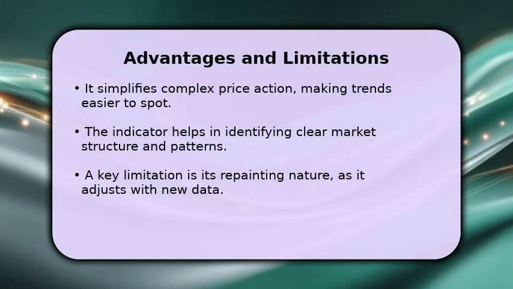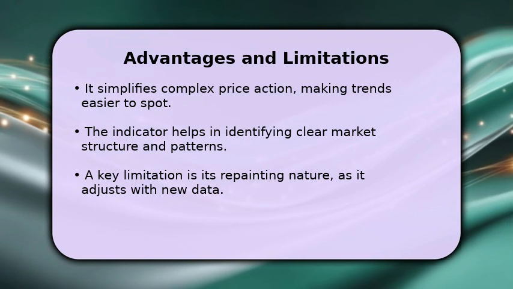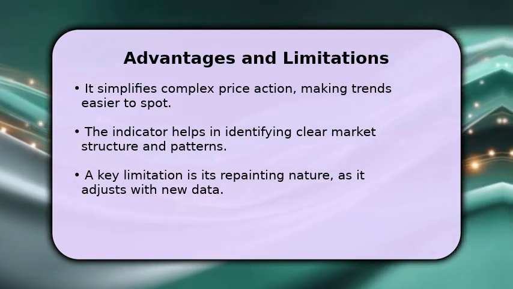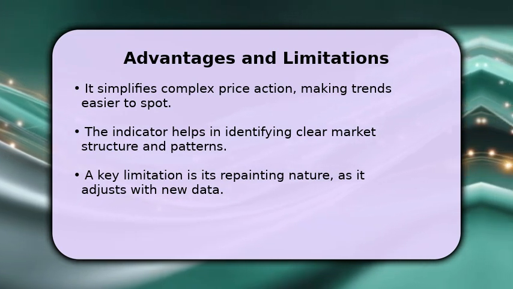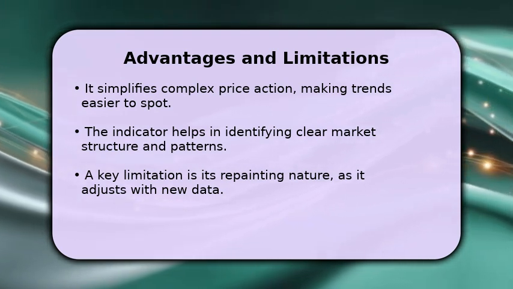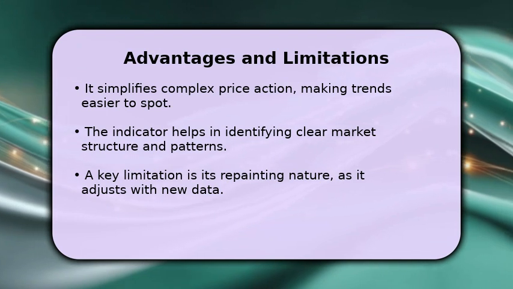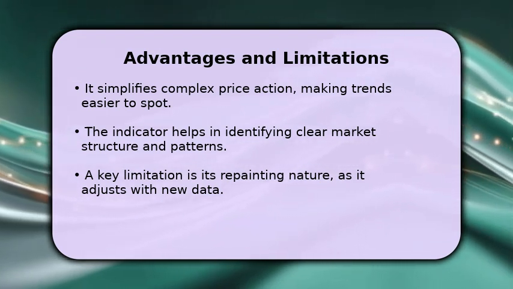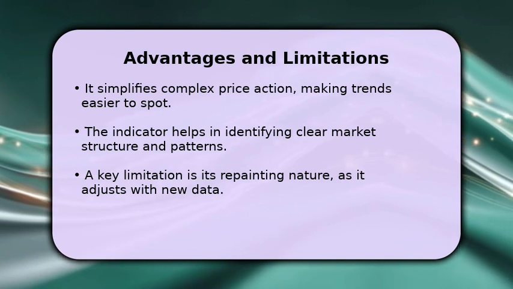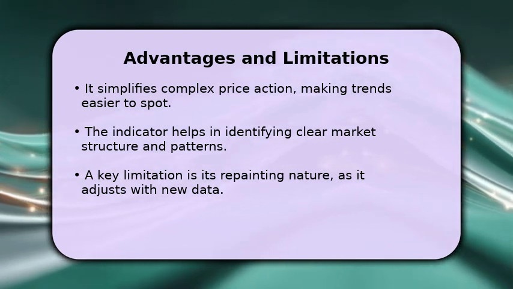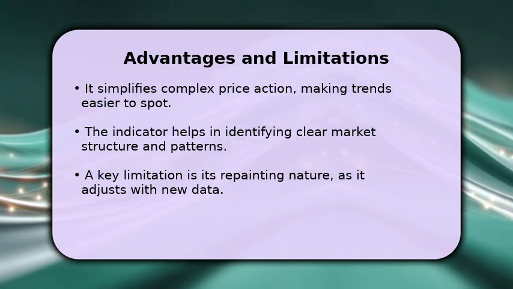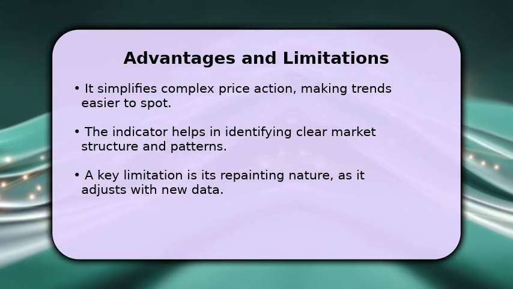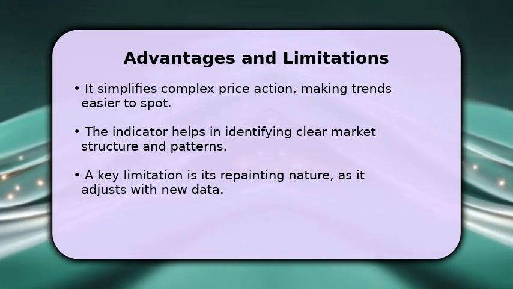The zigzag indicator offers several advantages. It simplifies complex price action, making it much easier to spot underlying trends and market structure. This clarity can be incredibly helpful for identifying patterns. However, it's crucial to understand its main limitation: the indicator repaints. This means the last segment of the zigzag line can adjust as new price data comes in. Therefore, it's best used as a confirmation tool rather than a standalone signal, always waiting for a confirmed close.